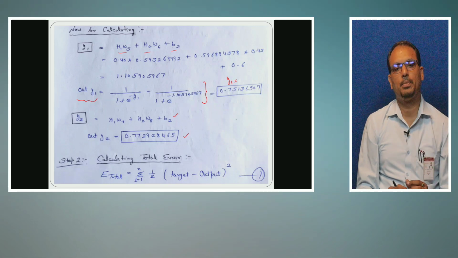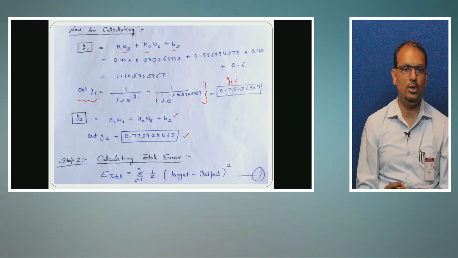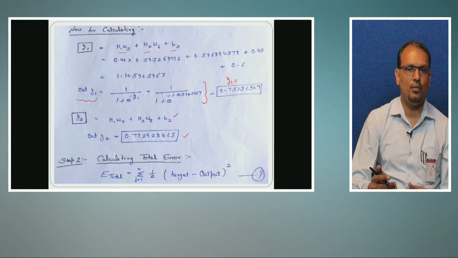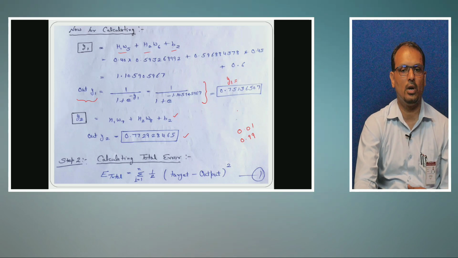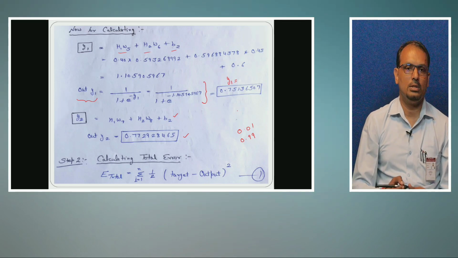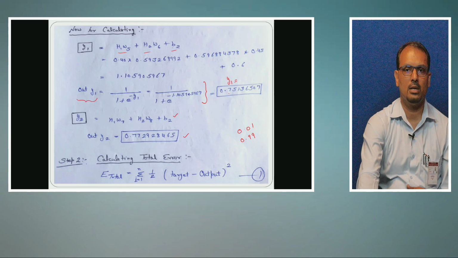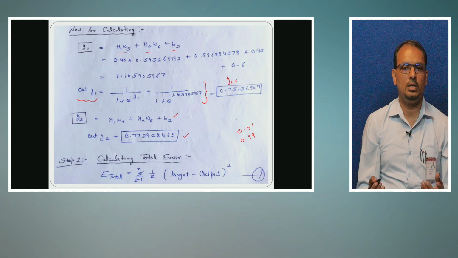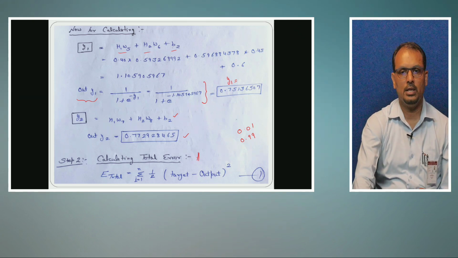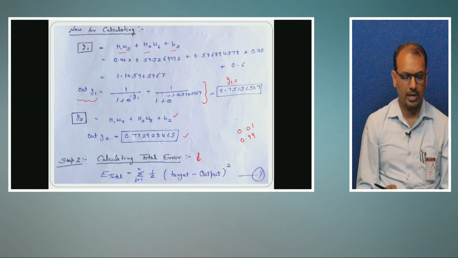Now the last step: once you know the values of y1 and y2, how can we calculate the error? What is the formula for error that we know? Summation of 1 by 2, target minus output, squared. The target values, according to the diagram, are 0.01 and 0.99. And the y1 and y2 values we got are 0.7513 and 0.7729. All these four values you just put in this error formula, and you will get the error.